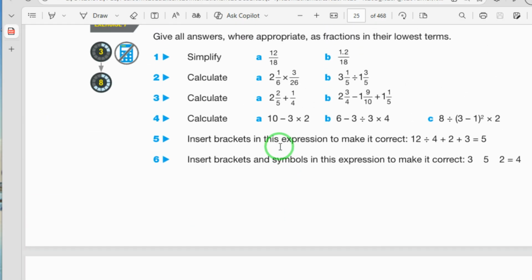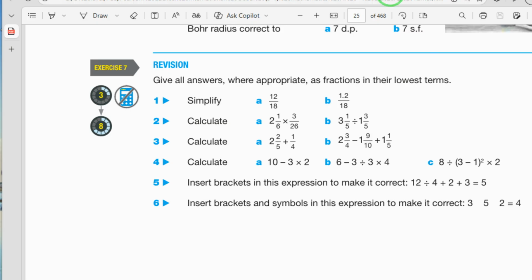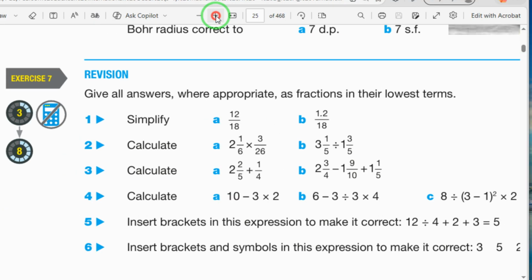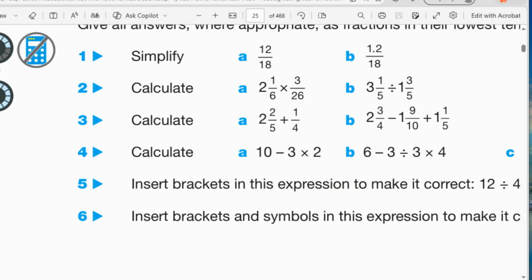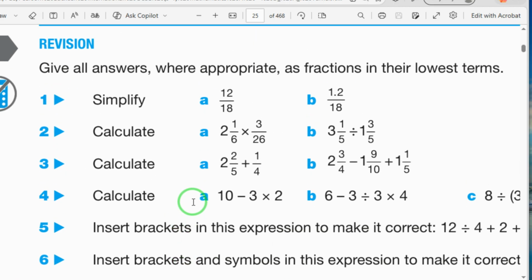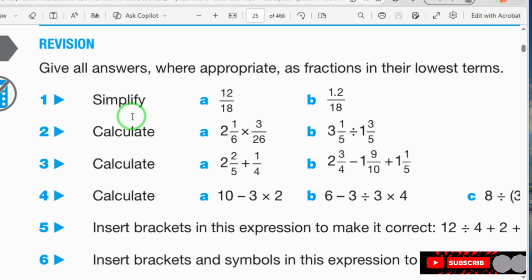Okay, let's get started. Question number 1. Part A said: give all answers where appropriate as a fraction in the lowest terms.